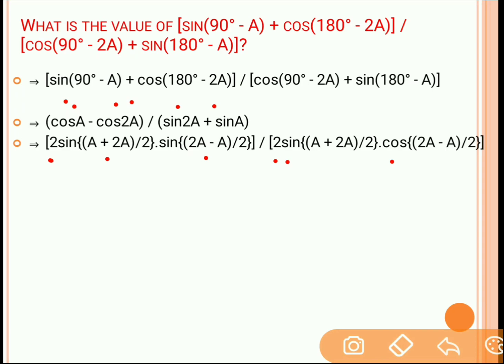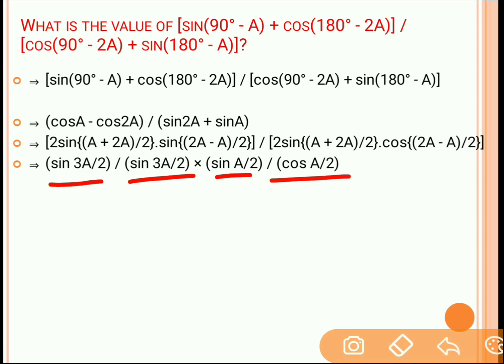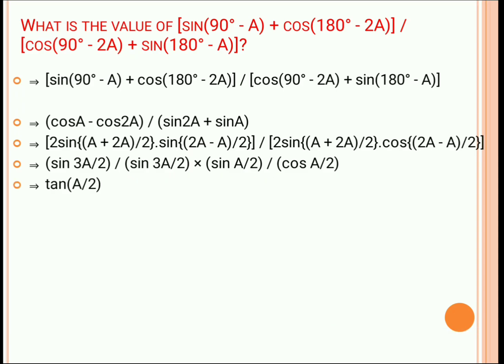Now resolving this given equation, we can say that it is equal to sine 3a by 2 upon sine 3a by 2 into sine a by 2 upon cos a by 2. So resolving this equation, we can say that it is equal to what? Tan a by 2.